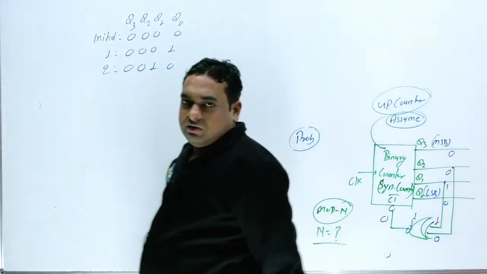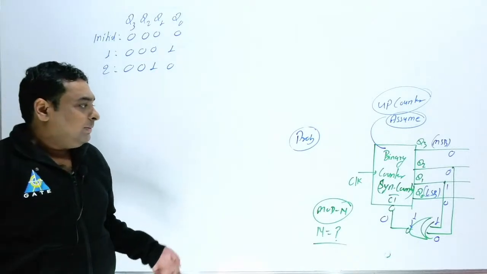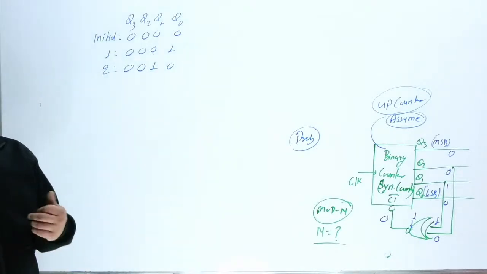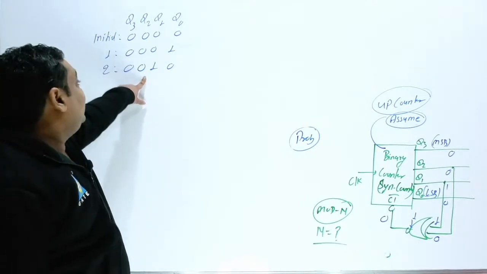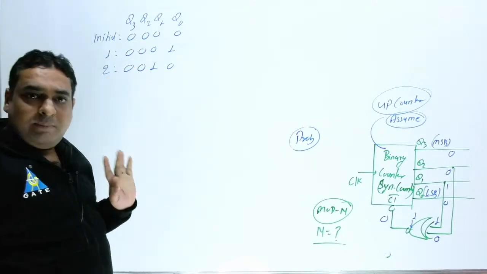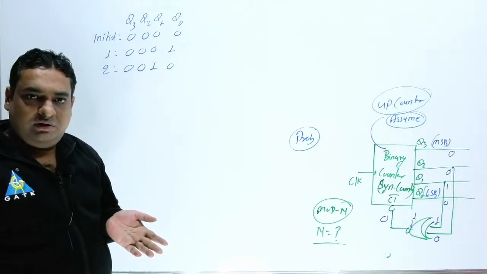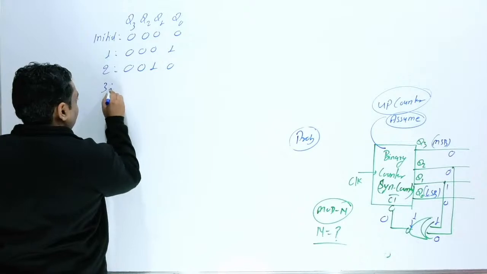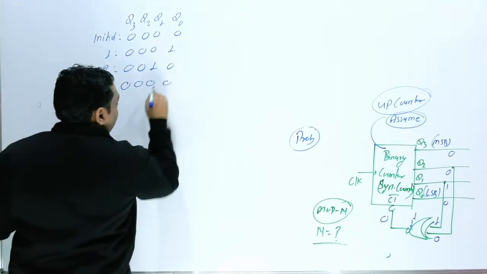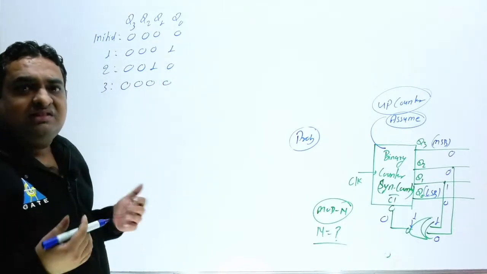So in the second clock, this will be clear. Now if this is an asynchronous clear, you will not get this output. You are getting only two states, 0 and 1. But if this is a synchronous clear, you will get this third output. So you will assume that in the next third clock, this is 0, 0, 0, 0. So you are getting this, it means this is a synchronous clear.